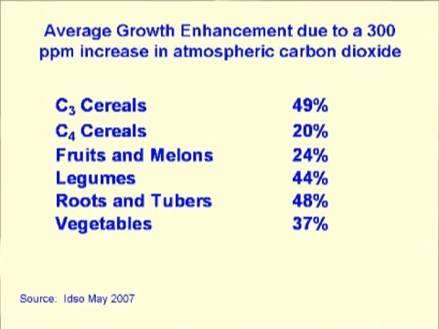A 300 ppm increase is something we can only dream about, but some future generation will get these sorts of benefits from the current industrious burrowing of the Chinese in their coal mines. C3 cereals include wheat and C4 cereals include maize.